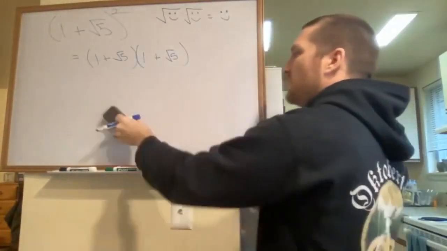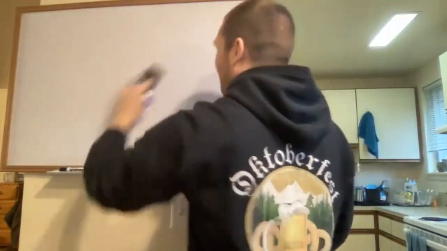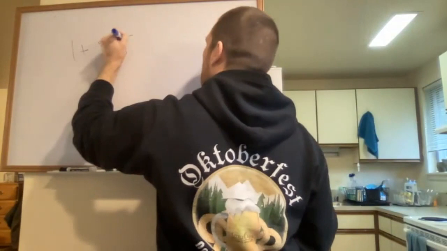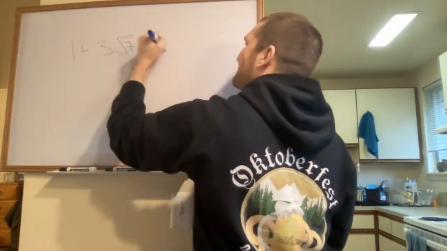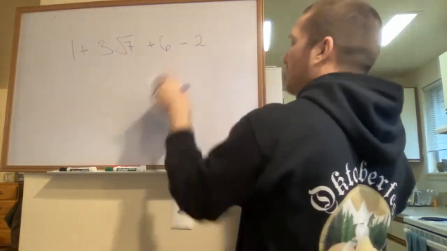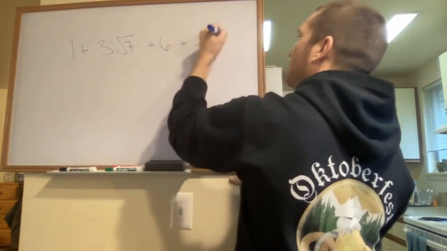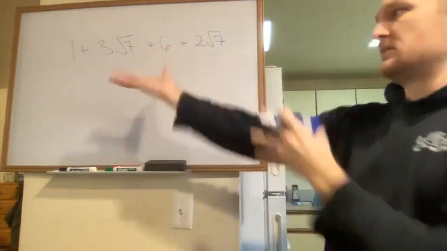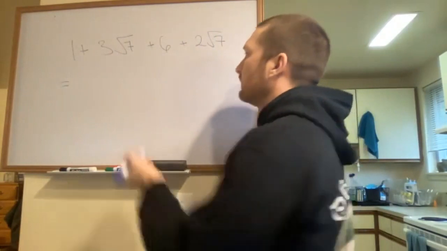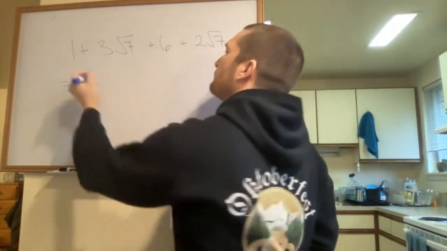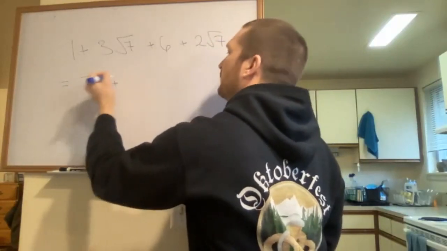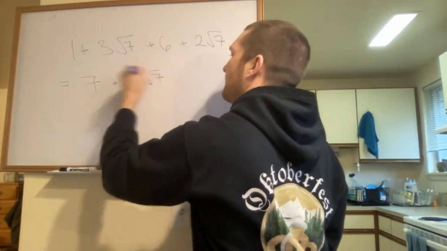If we had something, say, like this, 1 plus 3 times root 7 plus 6 plus root 7, then we'd say, okay, what is this? You tell me how to simplify this guy. So that would be 1 plus 6 is just 7, and then plus what, 5 square root of 7? There you go, 5 root 7s.